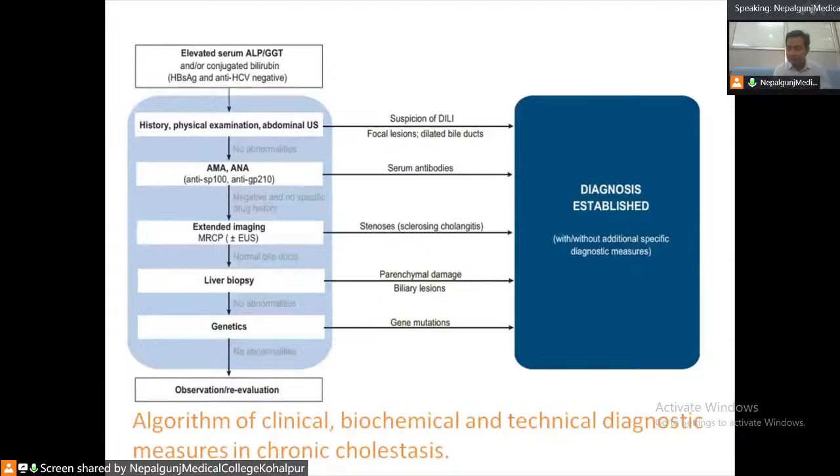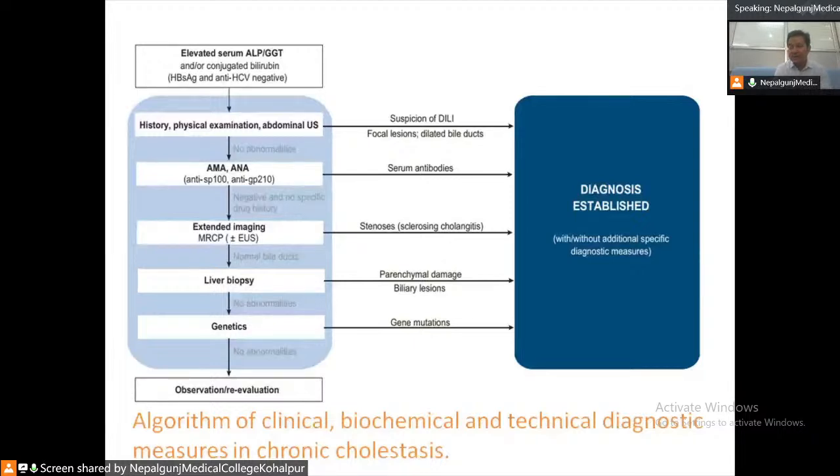Okay, in liver biopsy, there may be evidence of liver disease, like chronic hepatitis, alcoholic liver disease, Wilson disease, autoimmune disease, or PBC also maybe. So you can confirm your diagnosis of parenchymal disease, or sometimes biliary lesion also. You can diagnose biliary disease also with liver biopsy. And if this is also negative, this is also a normal liver biopsy.